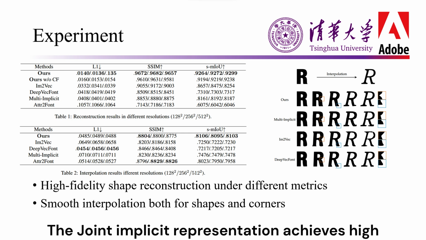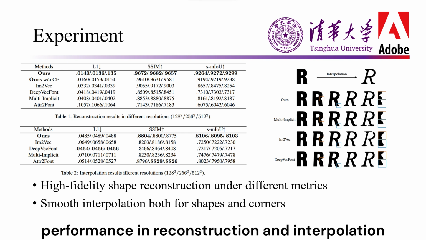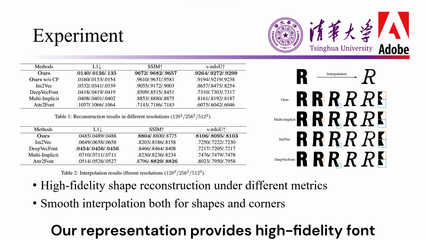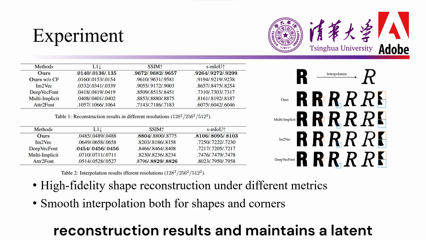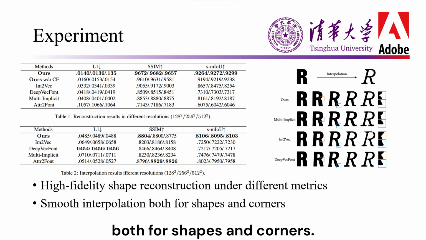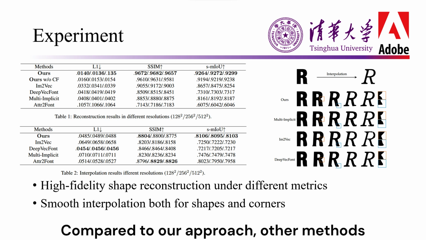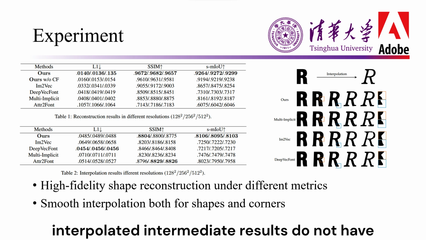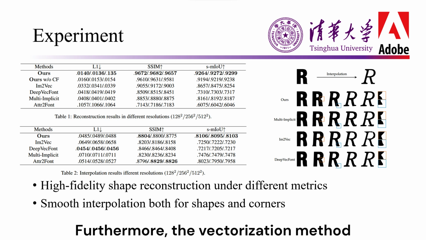The joint implicit representation achieves high performance in reconstruction and interpolation tasks. Our representation provides high-fidelity font reconstruction results and maintains a latent space that enables smooth interpolation both for shapes and corners. Compared to our approach, other methods either do not sharpen the corner well, or the interpolated intermediate results do not have good corner correspondence.